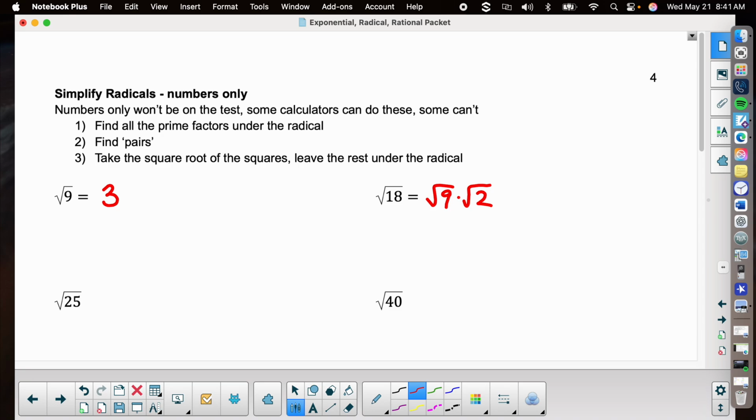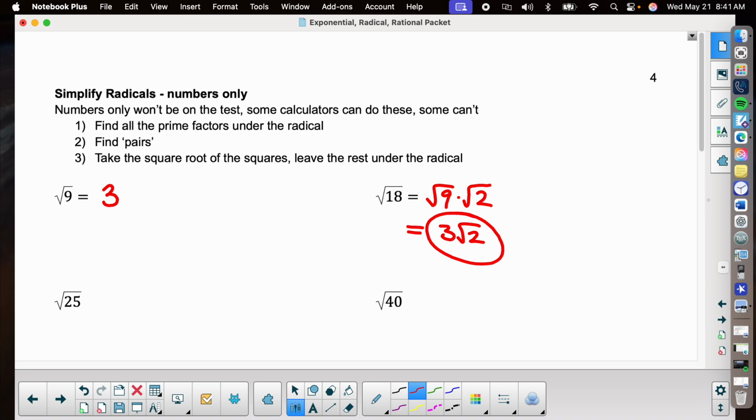And then whichever numbers are perfect squares, we write them. So square root of 9 is 3. Square root of 2 isn't a perfect square, so I just leave it. So 3 root 2 is what they would call the simplified answer.